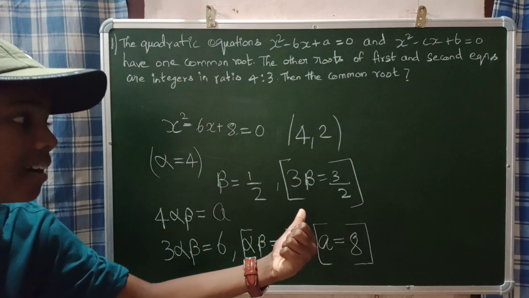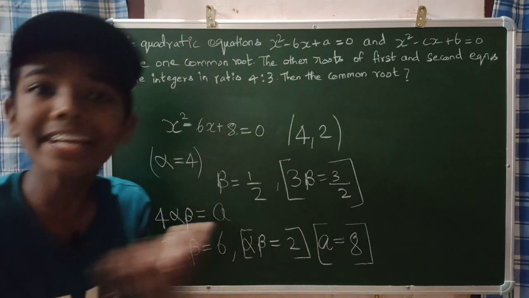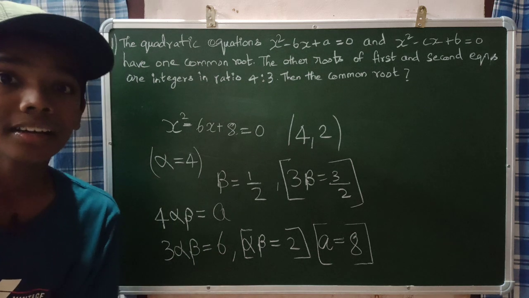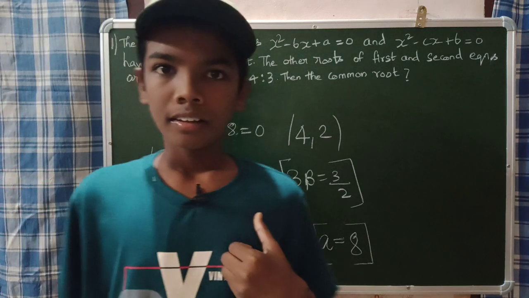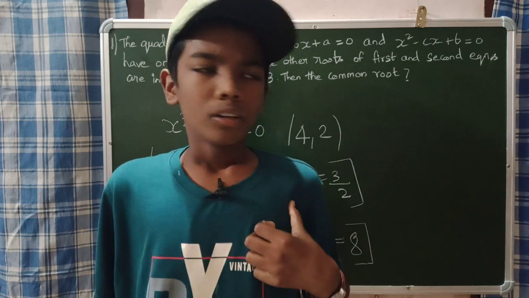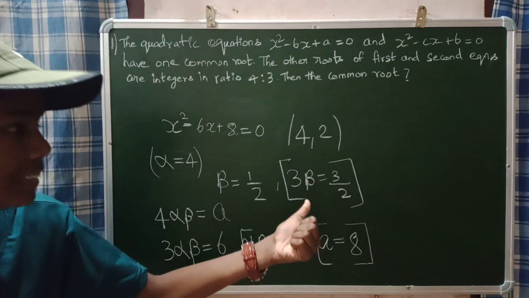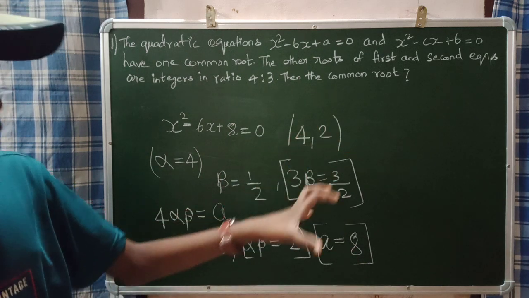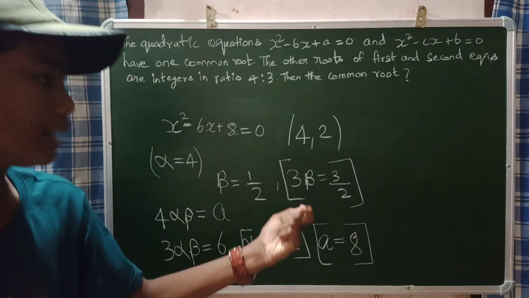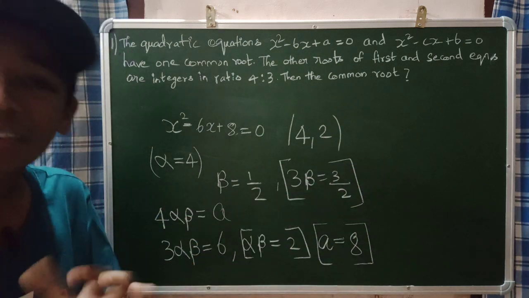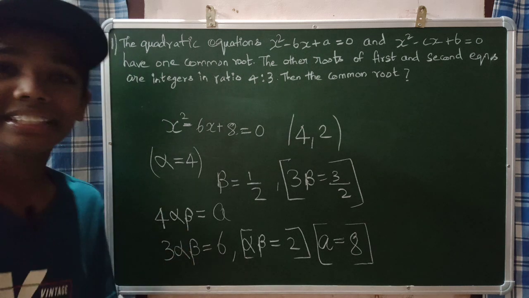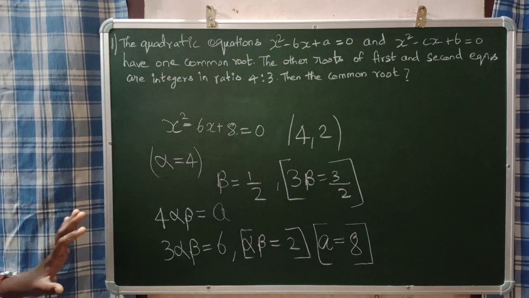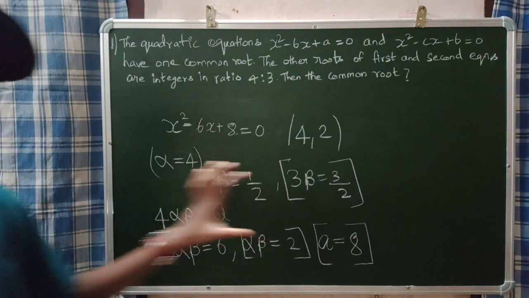And this 3 beta, which is another root of the second equation, is not at all an integer. If it is not an integer, that shows that I am not correct. I am not on the right path. So this 3 beta, the other root of the second equation, is 3 by 2, which is not an integer. Then I would say that your common root is not 4. So this is wrong.